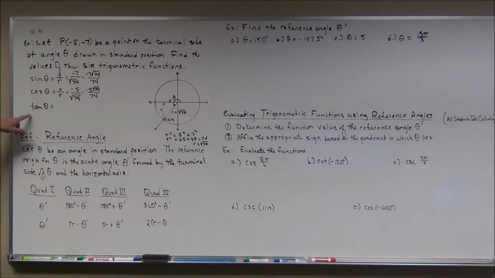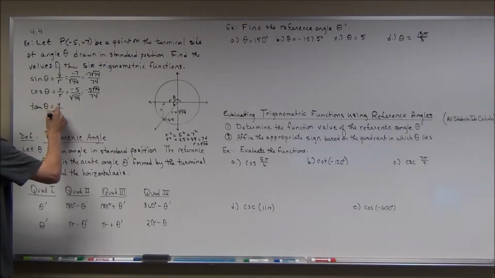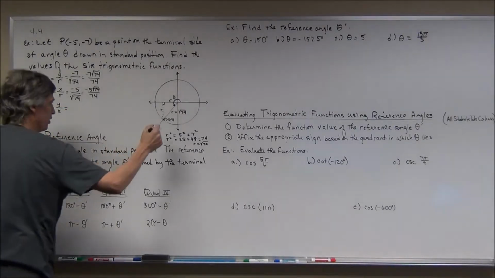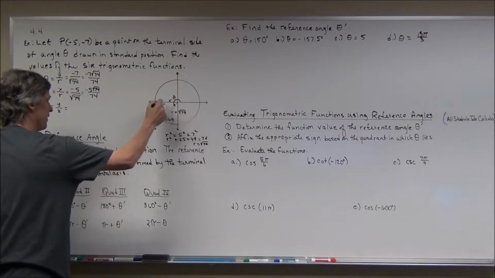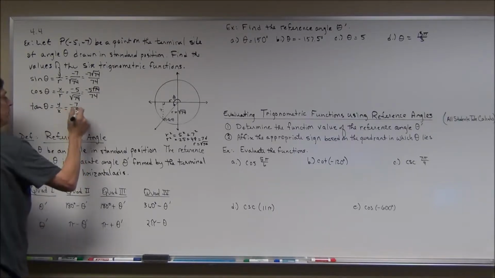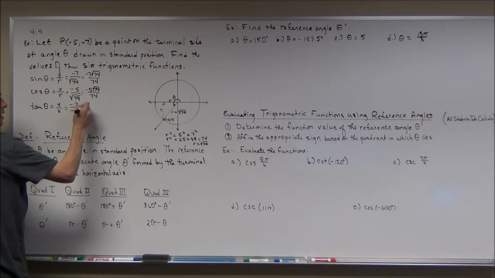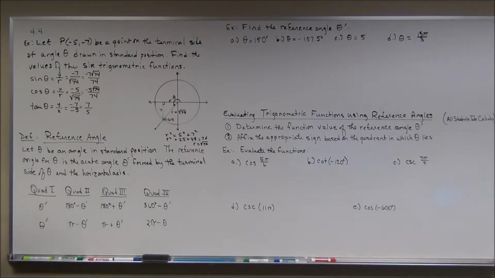The tangent of theta would be the y over the x. So the y value is -7. The x value is -5. It would be -7 over -5, which would be a positive 7/5. Now, I'm not going to stop here because they want all 6, but you can see these are the main ones: the sine, the cosine, the tangent, because the other 3 are their reciprocals.